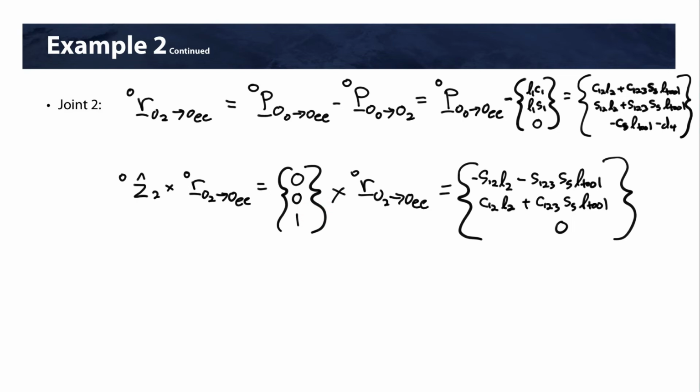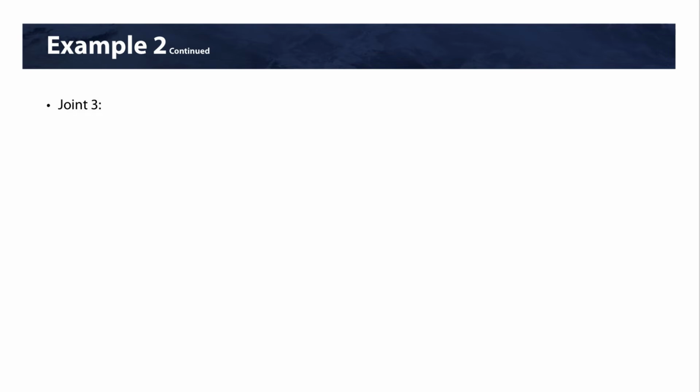Let's look at joint 3, which is also a revolute joint. So we need R03 to the end effector, which is going to be P from the base frame to the end effector frame, minus P from the origin of the base frame to the origin of frame 3.